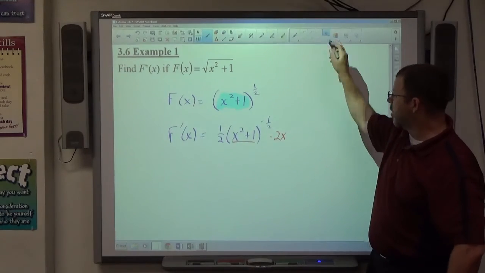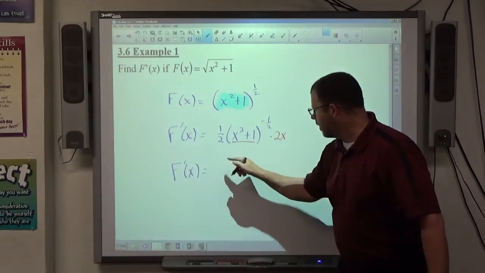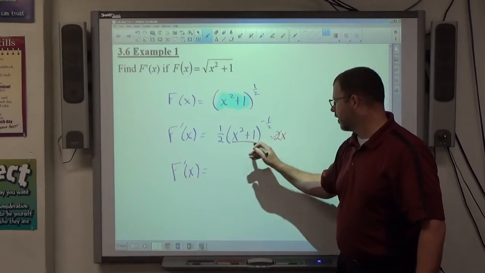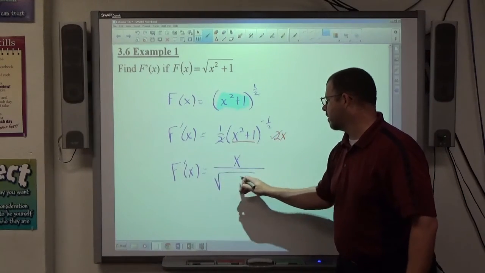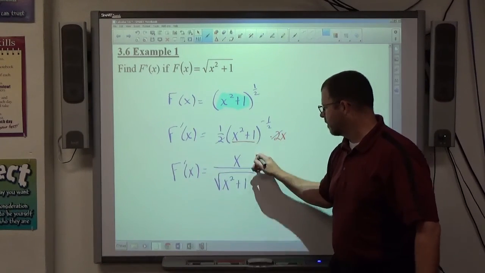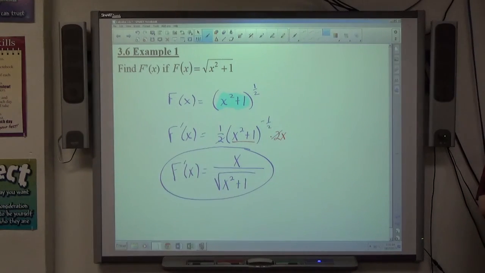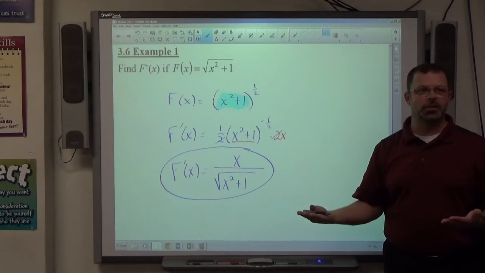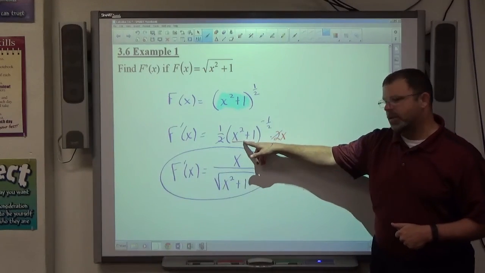Okay, we could make it a little prettier. All right, that 2 is on the bottom, that 2 is on the top, right? So those cancel. This x is on top, this square root of x squared plus 1 is on the bottom. Beautify your answer a little bit. But that's how the chain rule works. Recognition of structure, it's a composite function, applying the chain rule correctly. Derivative of structure times derivative of argument.